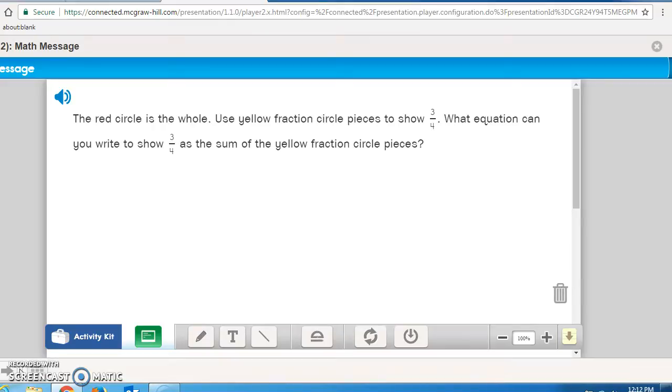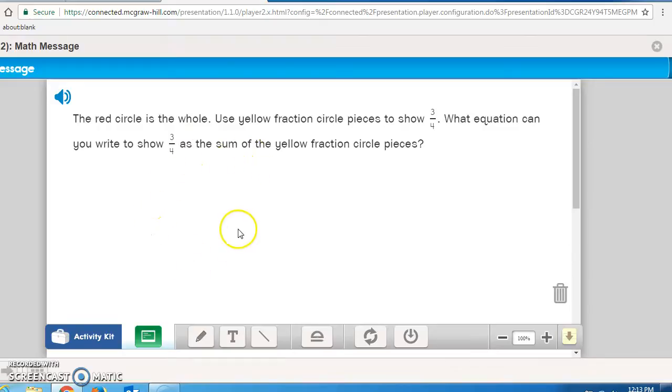The red circle. This problem reads, the red circle is the whole. Use yellow fraction circle pieces to show 3/4. And then what equation can you write to show 3/4 as the sum of the yellow fraction circle pieces?